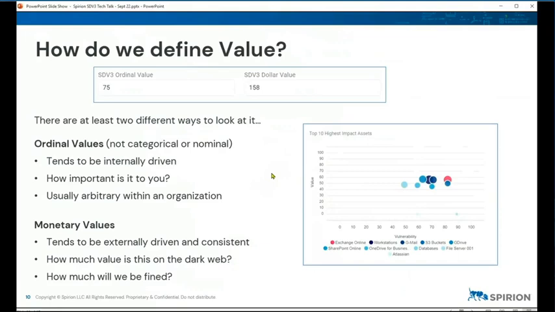The other way to look at it is through monetary values. These tend to be externally driven and a little bit more consistent. How much value is this on the dark web? You have specific data item values you can get from the IBM data risk assessment that comes out every year. How much is a given record worth? Or how much might we be fined if we have a data breach? Again, is that per record or is that per asset? You can assign those values inside the organization, inside data asset inventory, to understand what your impact might be.